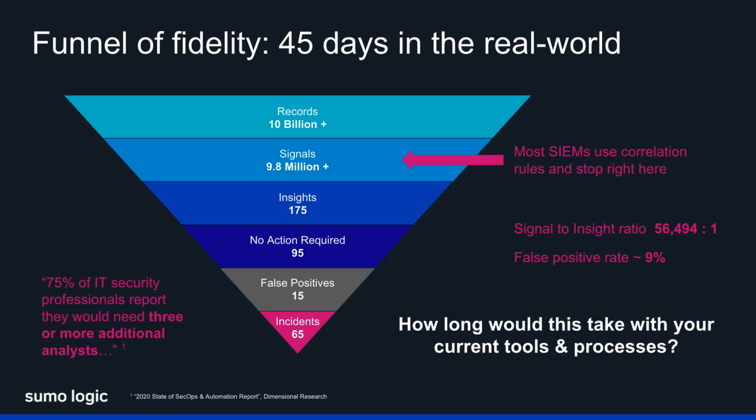These insights represent a sophisticated layer of analysis because our insight engine allows our cloud SIEM to detect low and slow attacks as well as high-speed direct attacks. On top of this, we provide exabyte scalability and dramatically improve the signal-to-noise ratio of 56,494 to 1, leading to 175 insights in this case. Out of these 175 insights, the customer validated 65 instances over a period of 45 days.